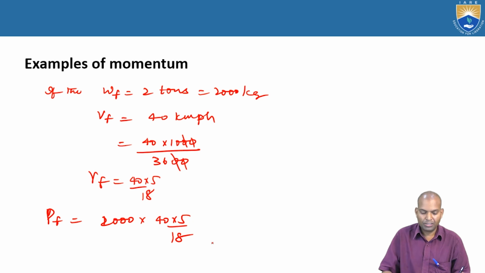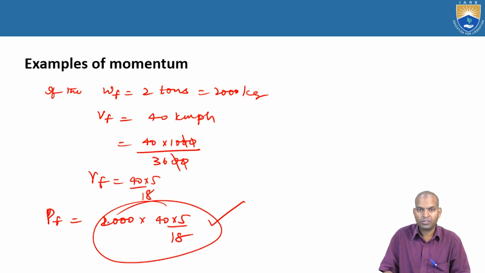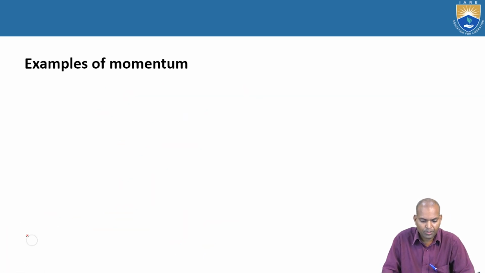If you calculate the value, this is the value of the momentum of the vehicle. Now if the train is having certain weight and certain velocity when it is moving, the quantity of the motion of your moving body is known as the momentum. So there are various examples.